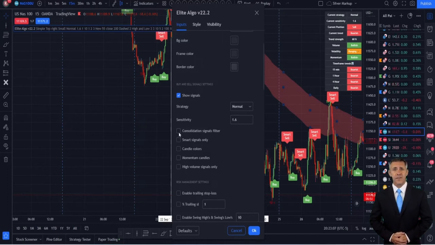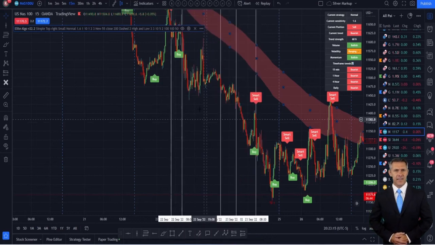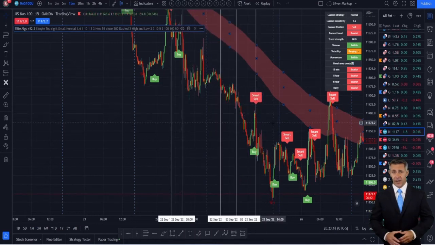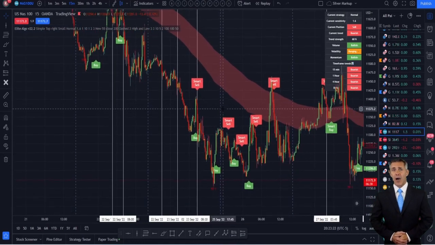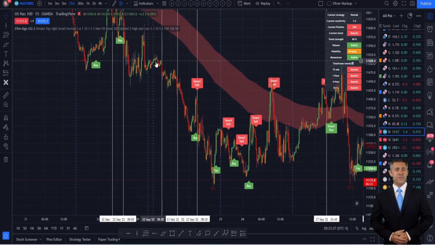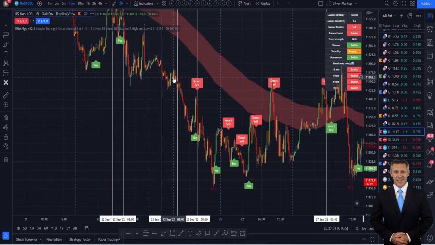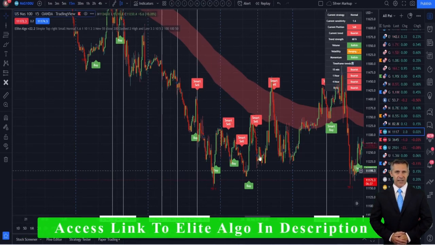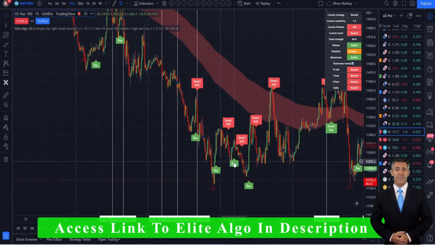So the first one is your consolidation signals filter. What this does is when the market is consolidating, it's not going to give you signals during consolidated markets. It filters out when the market is left to right. So you saw there were a couple of signals in here where there was a lot of up and down, and they took those signals away and waited for the market to open up more. Those are the signals that remain when the market is giving you a bigger range of motion.